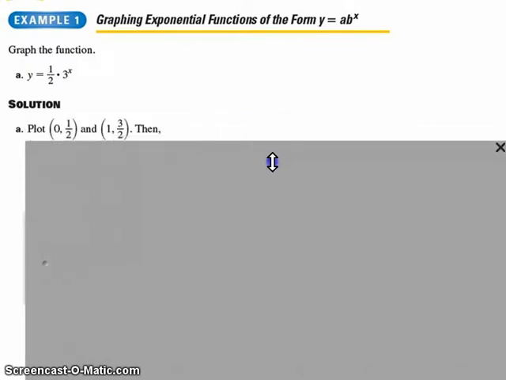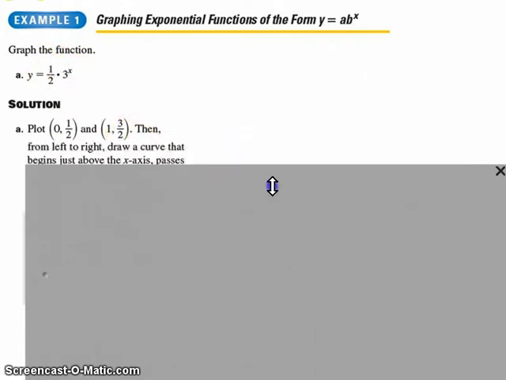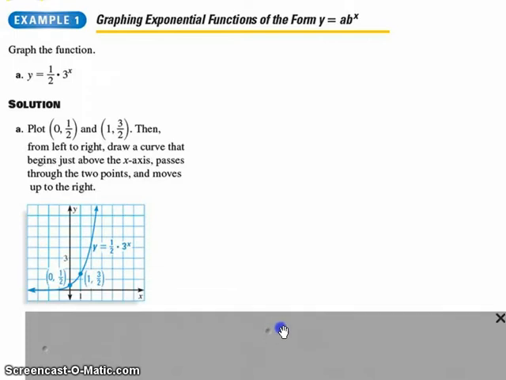So the textbook walks you through in example 1 how to graph this function here, 1/2 times 3 to the x power, only by plotting 2 values. I was surprised by that, but it puts in 0 and 1 for x, and 3 to the 0 power, of course, is 1. 1 times 1/2 is 1/2. 3 to the first power is 3, and 1/2 of 3 is 3/2. So they have drawn the curve with just those 2 points.